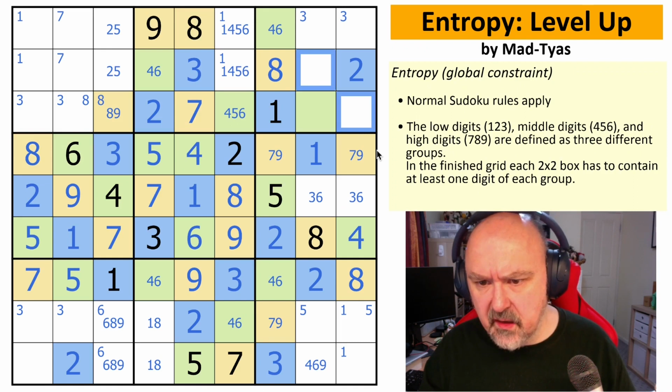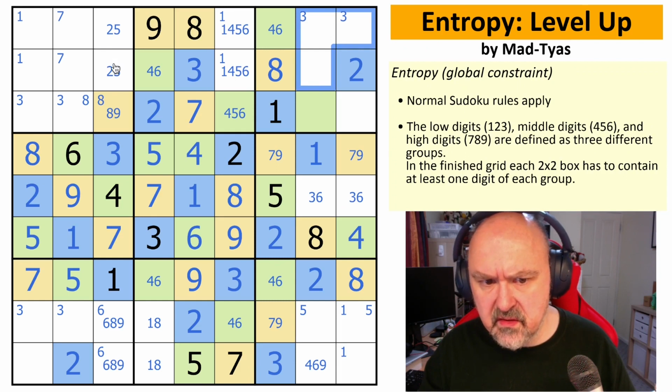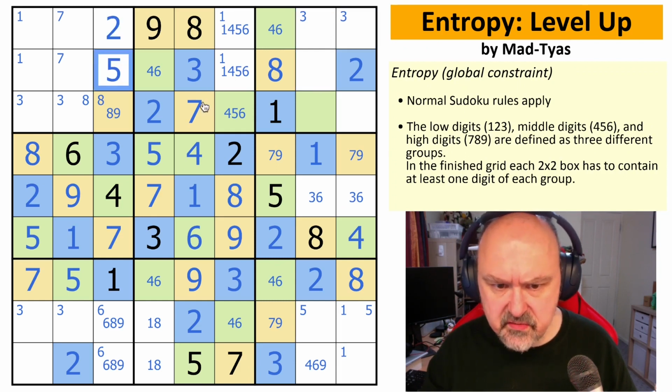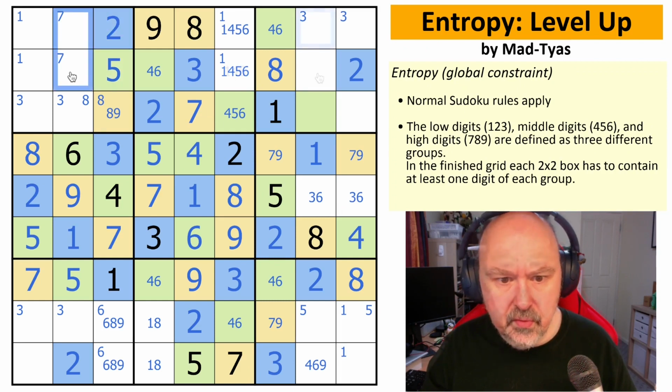Now I need to put a yellow into here. And I need to put a green into here. So this is now 5 and this is now 2. So this is green and this is blue.